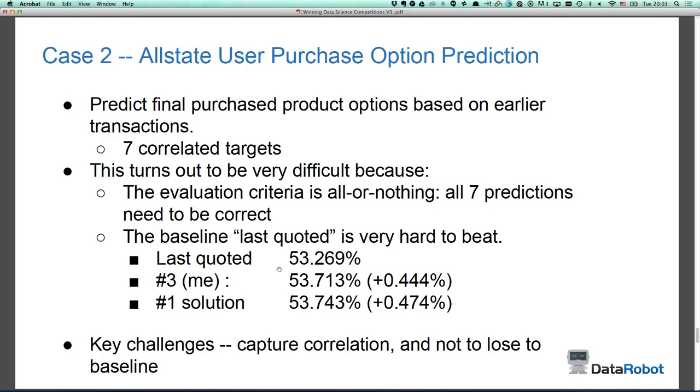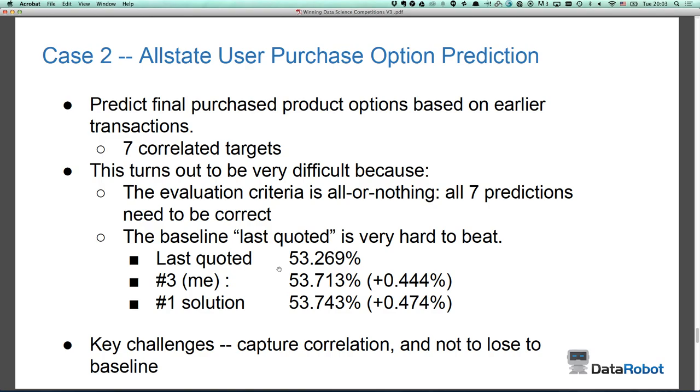You really need a lot of decimals to see the difference. That's why there are decimals. And then I got third place in the competition. I was able to improve on that by 0.444%. And then the number one solution improved another 0.03%, to 0.44. I'm proud to say that this is statistically significantly better. I don't know if it's business significantly better or not, that I don't know, but statistically speaking, it's significant.